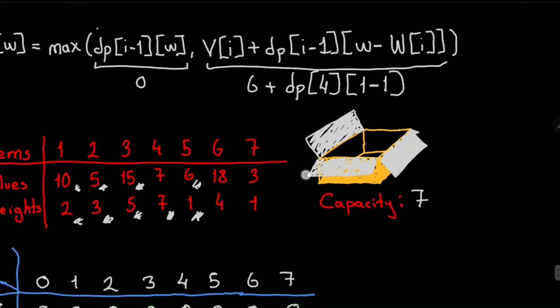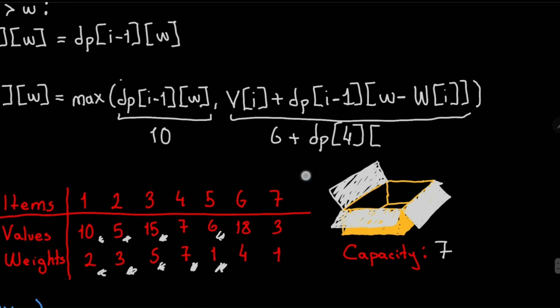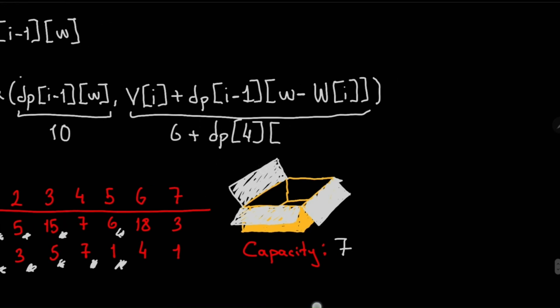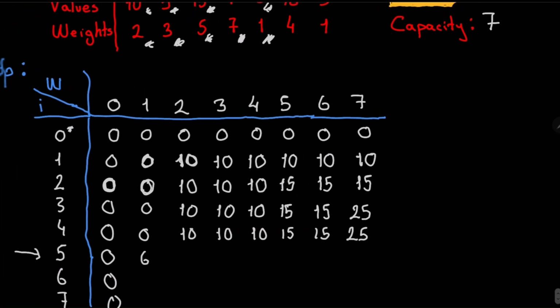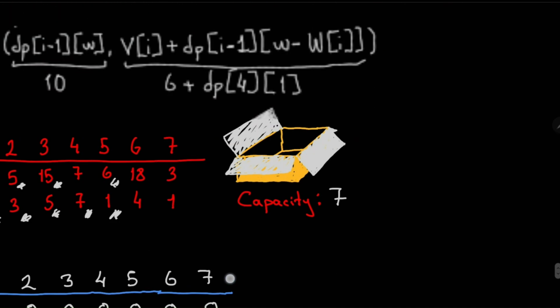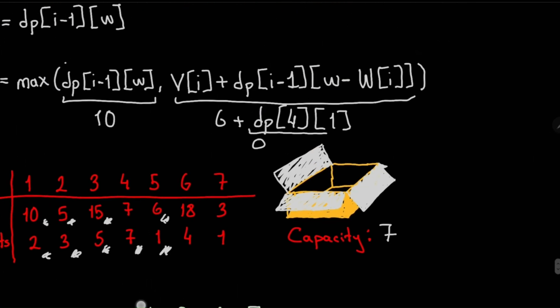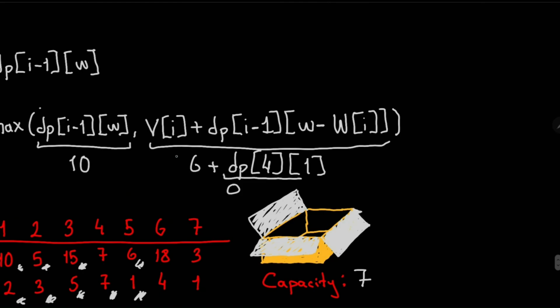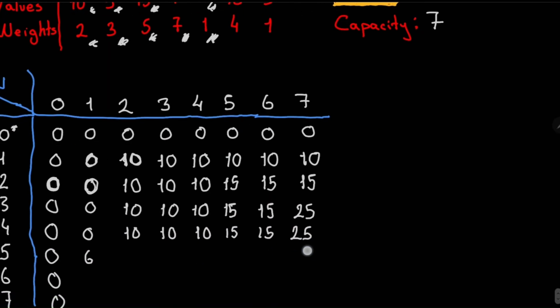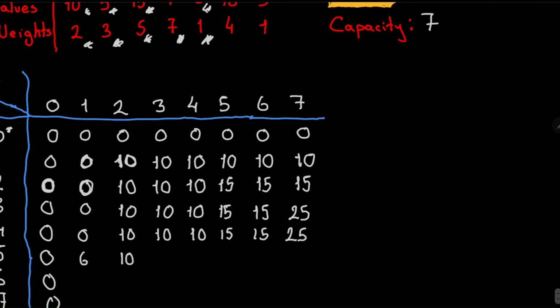When the current capacity is 2, 2 minus 1 gives 1. So let's see. dp[4] of 1, which is 0. This part gives 0. Let's see again. Yes, it gives 0. And that expression gives 6. That means we are not taking the item of 5, because 10 is greater than 6. So we are directly copying the previous row.